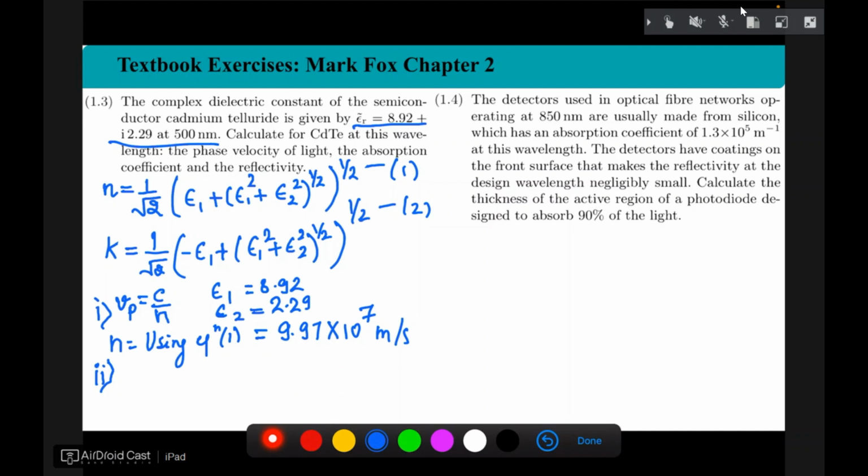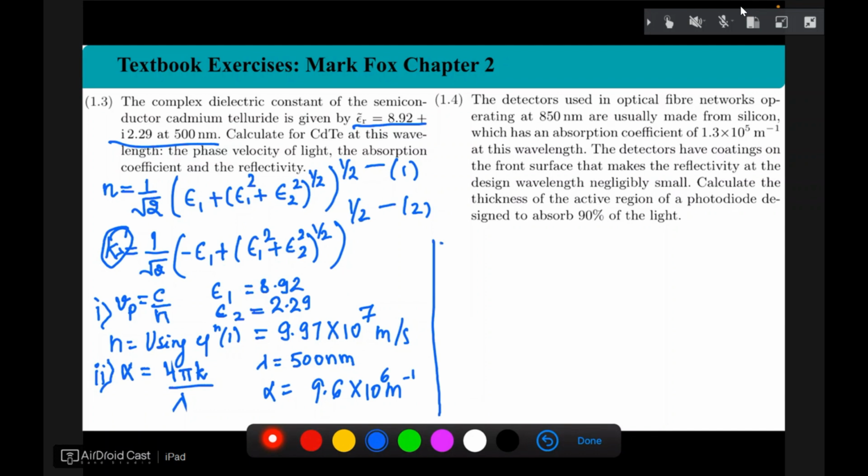Next, the second part is the absorption coefficient, alpha. Alpha equals 4 pi kappa by lambda. For that you have to find n plus iota kappa, so for this we need k only. Lambda is given, that is 500 nanometers. After solving this, we will get alpha as 9.6 into 10 raised to power 6 meter inverse.